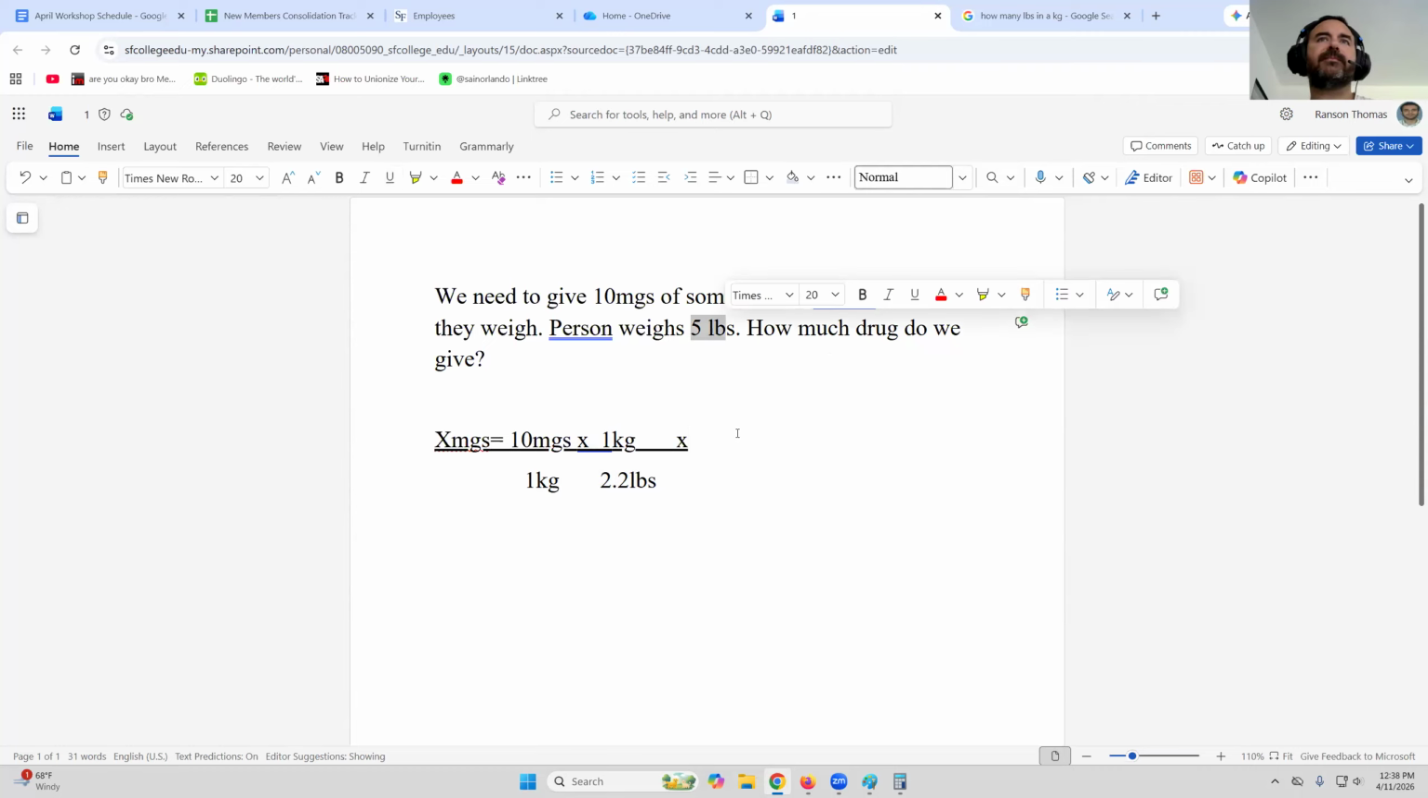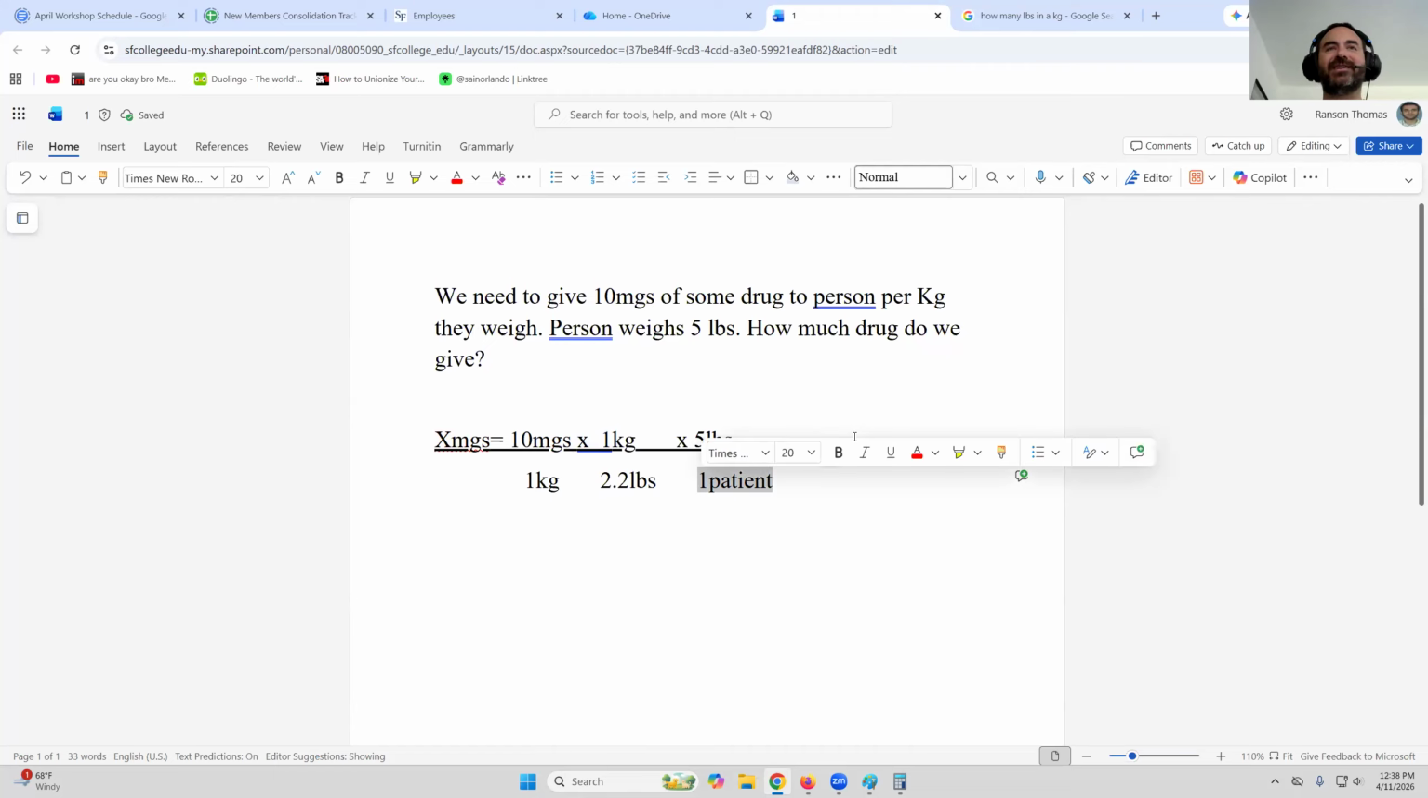Patient weighs 5 pounds. And we don't need to put anything down here. If it helps you to think that you could put one patient, right? Because we're asking how much drug do we give to the patient, this many milligrams per patient, whatever. But essentially, now we're left with just milligrams, right?